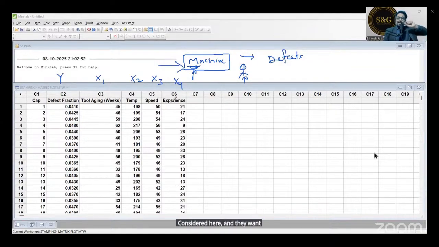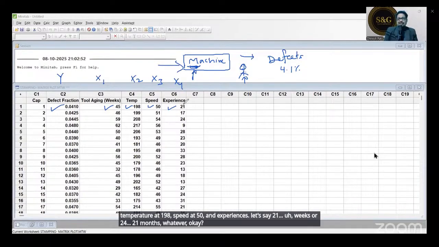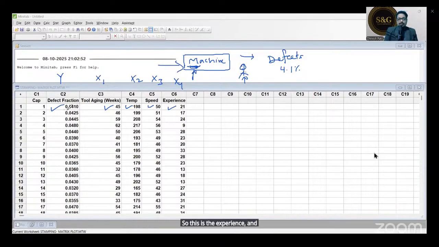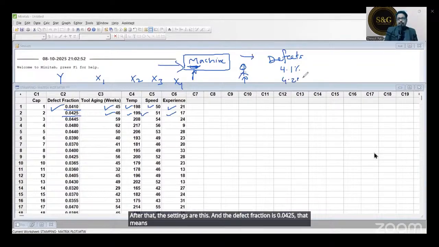They want to check what the impact is on the defects. For example, this defect is 0.0410, which means 4.1% defect. In the first run, they kept 45 as tool age, temperature at 198, speed at 50, and experience of, let's say, 21 weeks or 21 months, whatever. At that point, the defect fraction is this. After that, the settings are this, and the defect fraction is 0.0425, which means 4.25% rejection or defects. So this is the data we have.